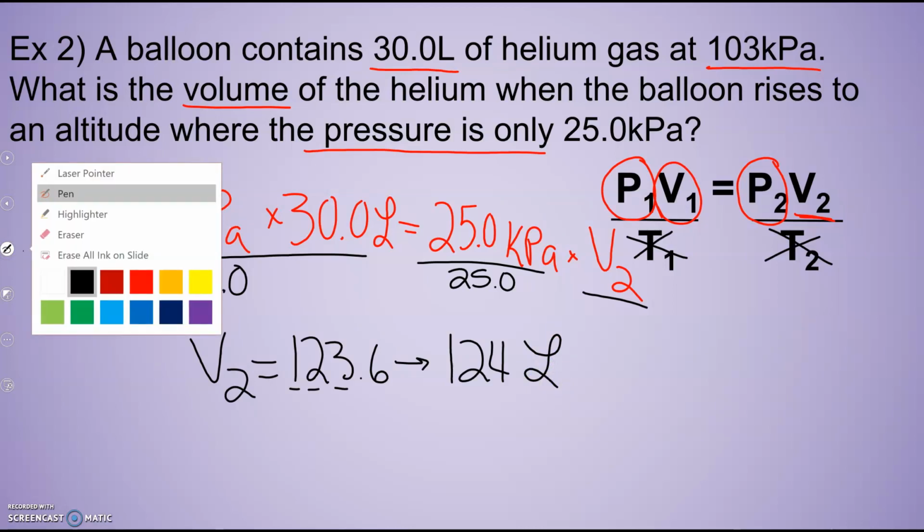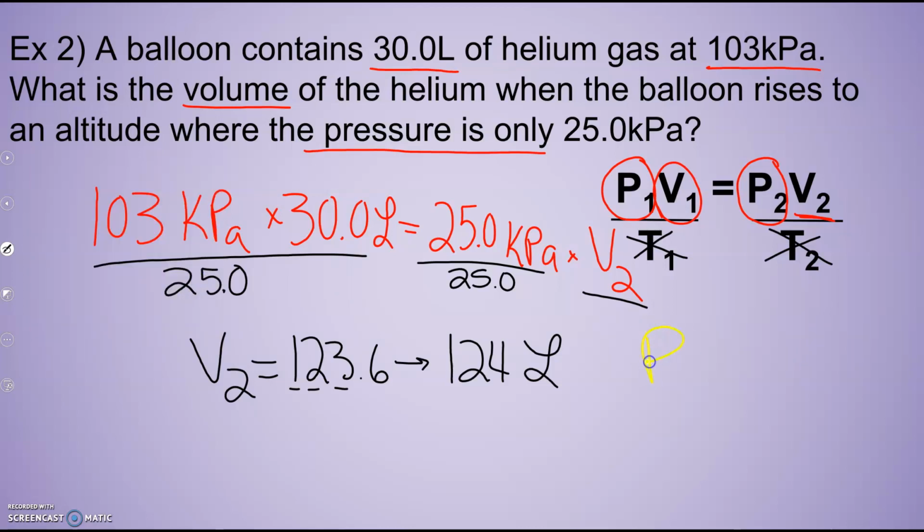And last thing, let's check, does this make sense? So thinking about PTV, in this scenario, T was not changing, but we saw our pressure dropped. It started at 103, it dropped to 25. So if P goes down, V should go up. So did we see that? Let's see, our initial volume was 30 and it went up to 124. So yes, our answer makes sense.